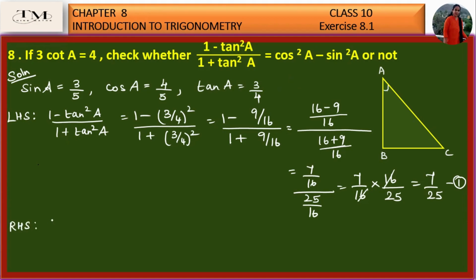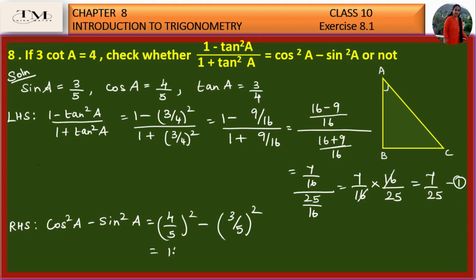What is RHS? Cos square A minus sin square A. So what is the value of cos A? It is (4 by 5) whole square, minus sin A value is 3 by 5, (3 by 5) whole square. So 4 square is 16, 5 square is 25, minus 3 square is 9, divided by 5 square is 25. So the LCM is 25. So on the numerator we will have 16 minus 9. So 16 minus 9 is 7 by 25. So this is the second part.